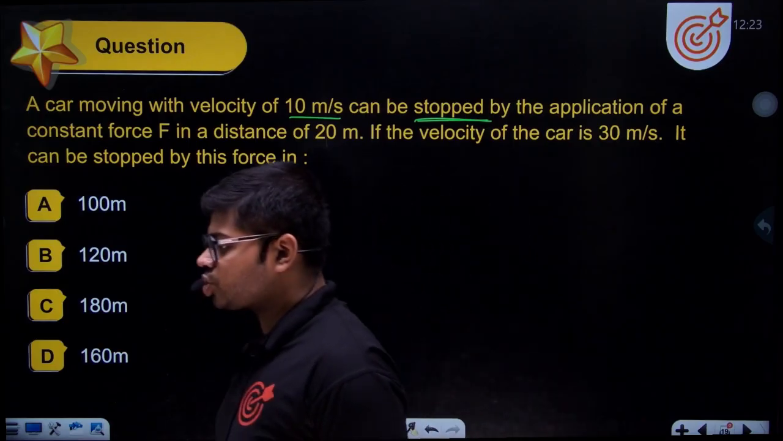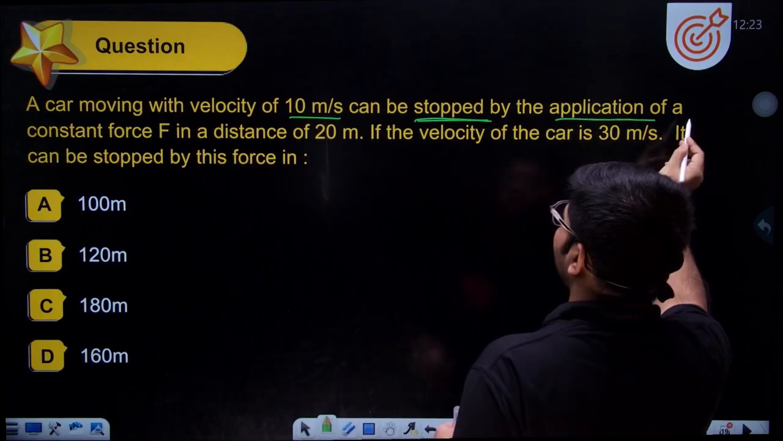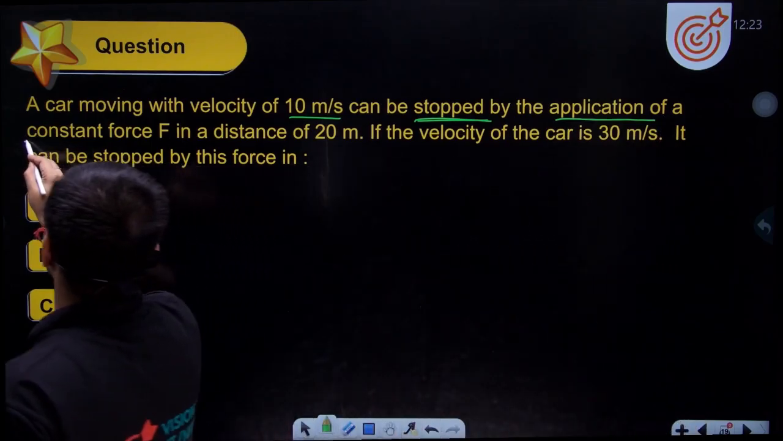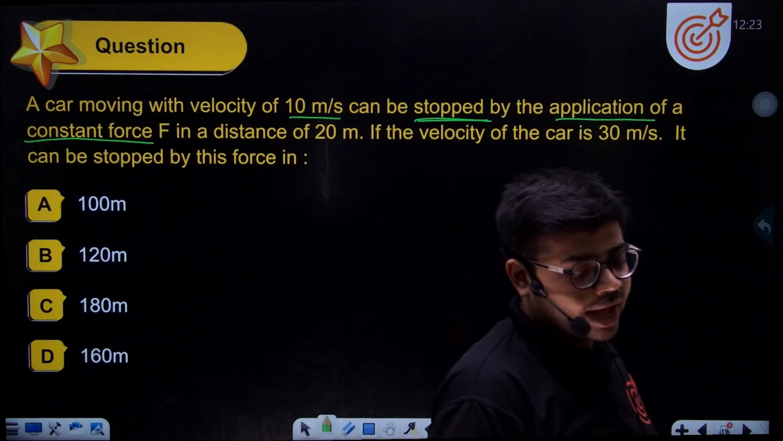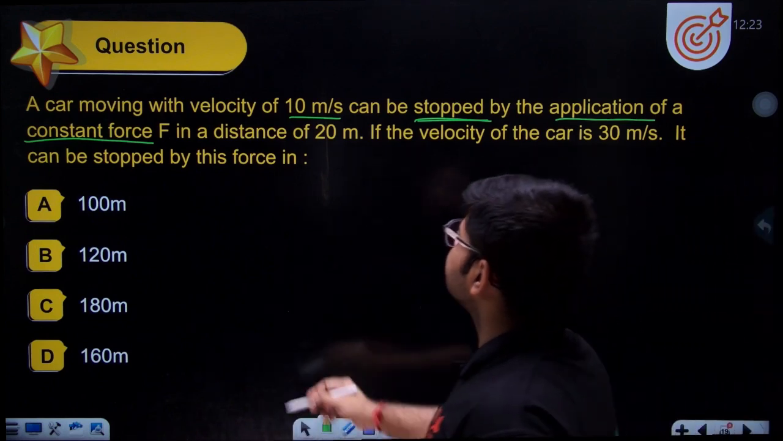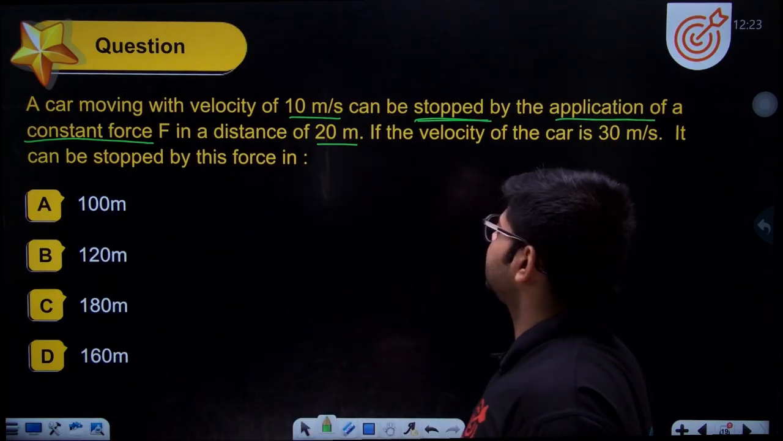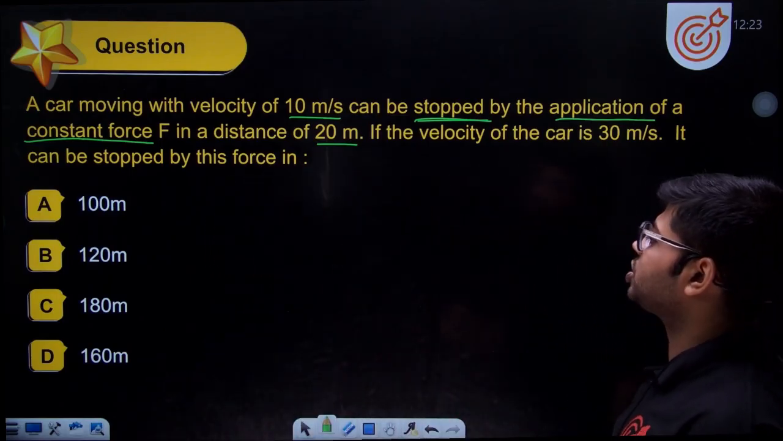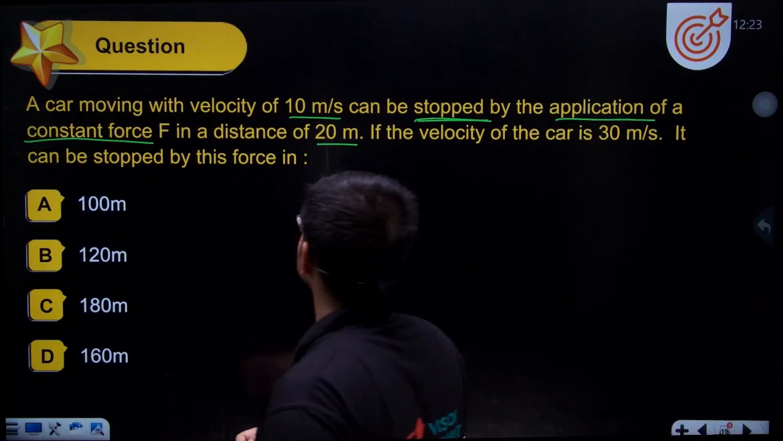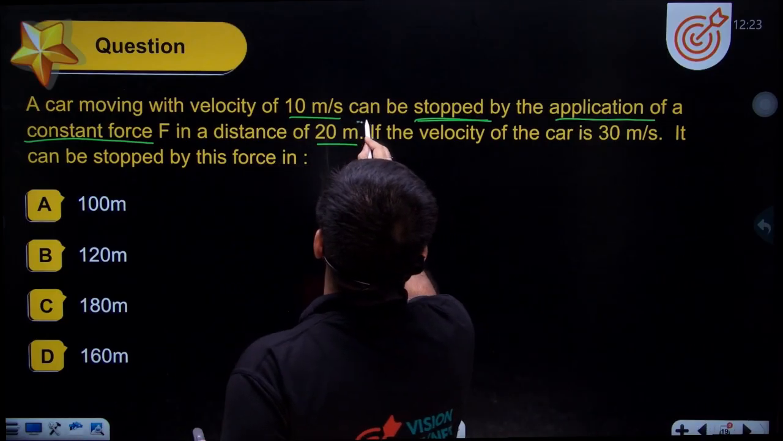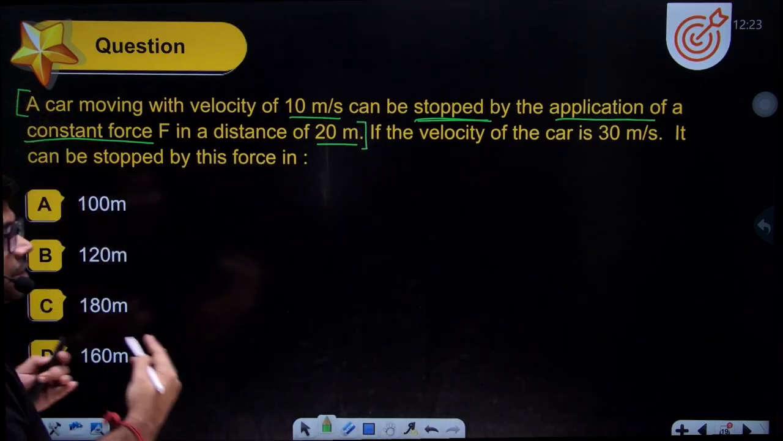Okay, so stopped means final velocity 0 by the application of a constant force. I had said what constant force means: acceleration is constant. In a distance of 20 meter, that car is being stopped. This is the first part of the question, and you should also be very good at reading the question.